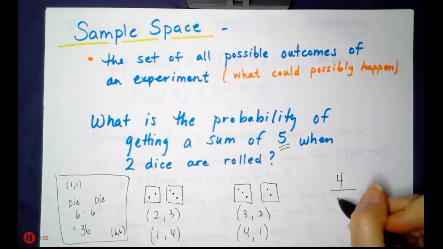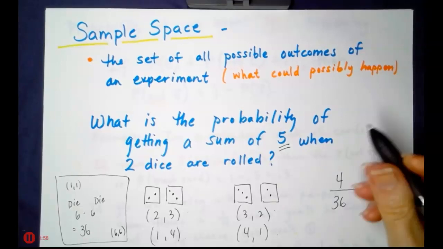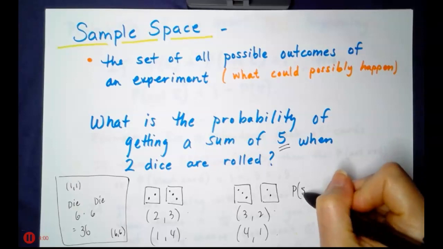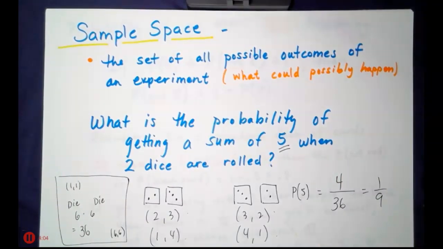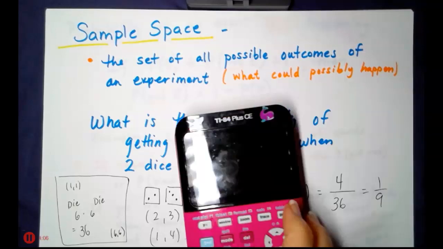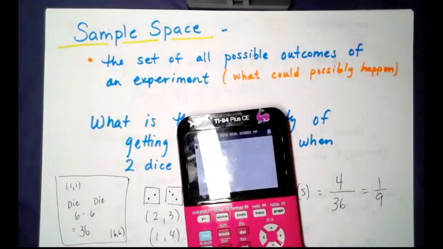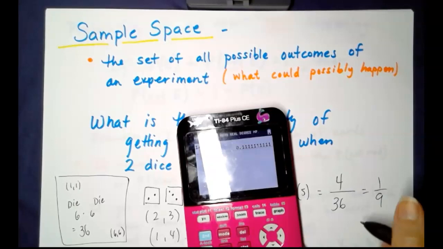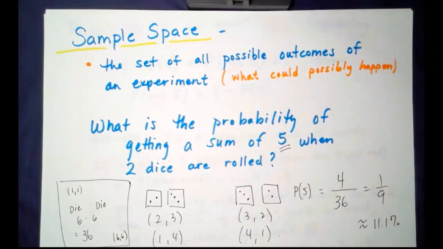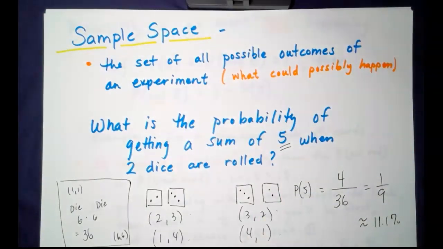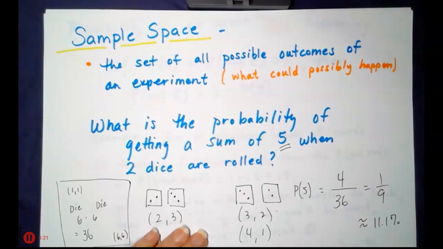So what could possibly happen? 36. So what is the probability of rolling a sum of 5? It's 4 over 36, which is 1/9. 1/9 chance. And of course that as a percent would be an 11.1% chance of rolling a sum of 5 when you roll a pair of dice.